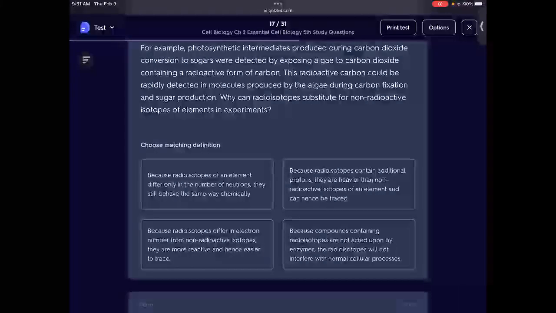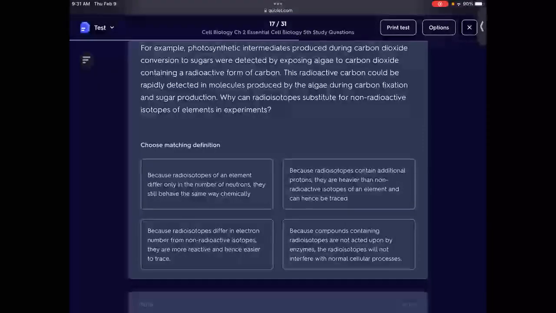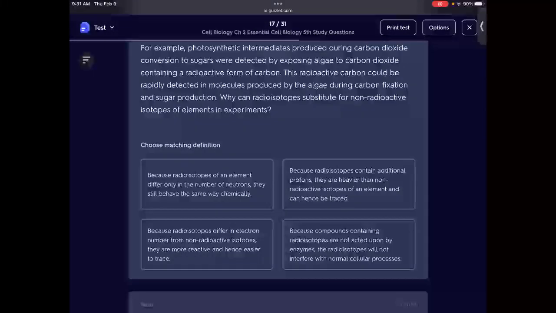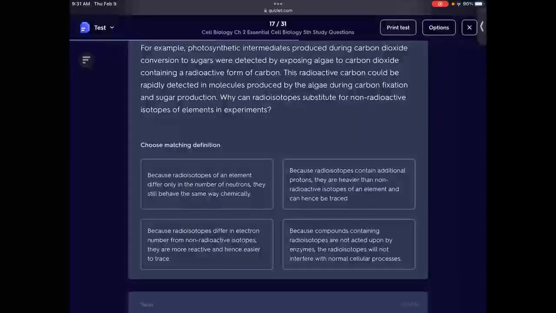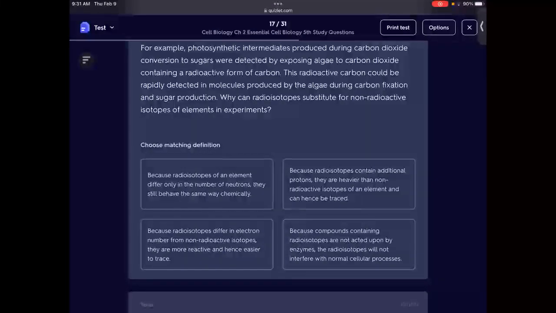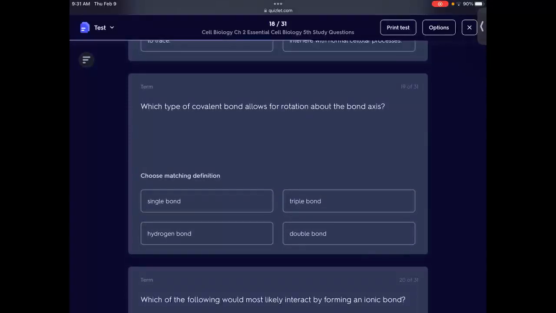Why can radioisotopes substitute for non-radioactive isotopes of elements in experiments? Okay, so a radioisotope only has a difference in neutrons, but it's still the same element, so I'm going to look for that. There we go. Which type of covalent bond allows for rotation about the bound axes?